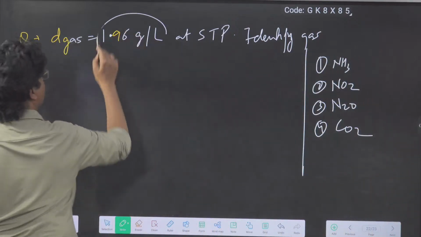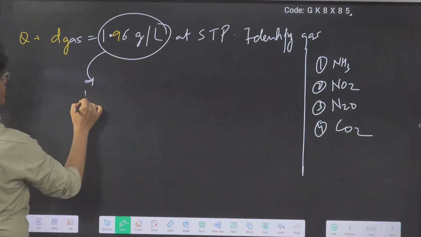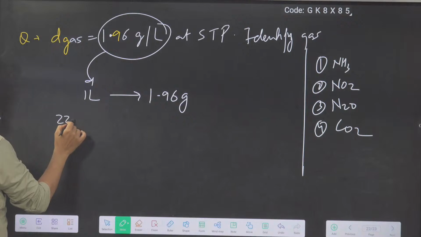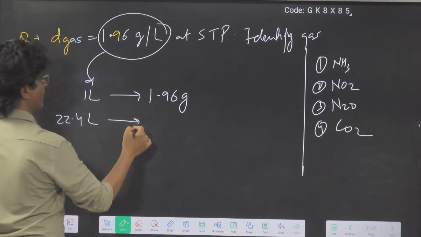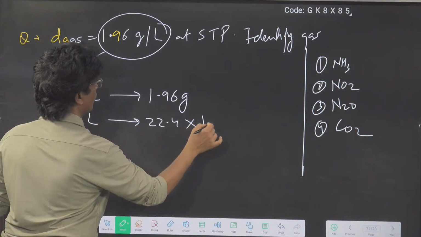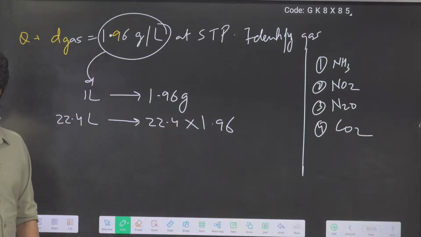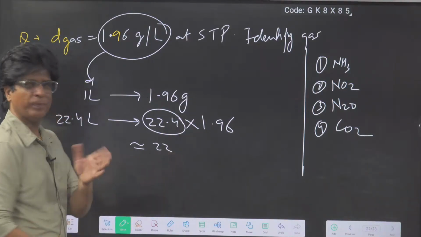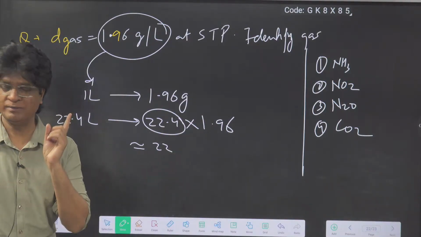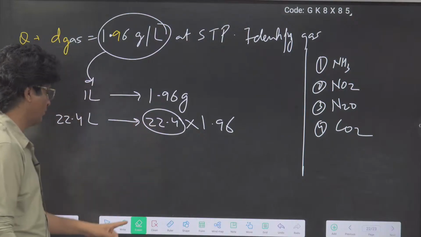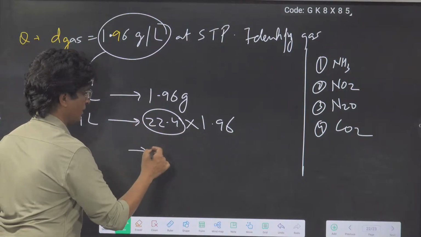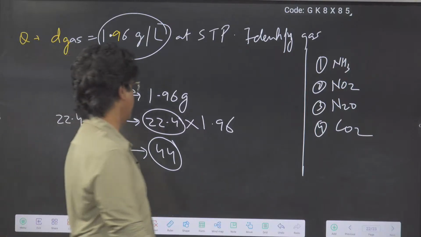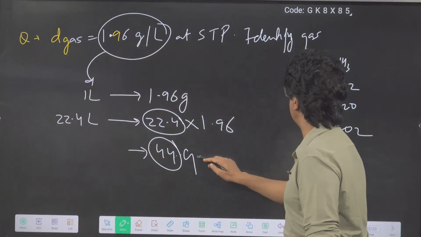See, again, when you decode the definition of density, it means 1 liter has a weight of 1.96 gram. And where should we go? 22.4 liter will have a weight of how much? 22.4 into 1.96. Yes or no? If you want an approximate answer, can I make it 22 approximately? But don't do it approximately here, because this answer we cannot do approximately. I'll come to that part. This will be 44.